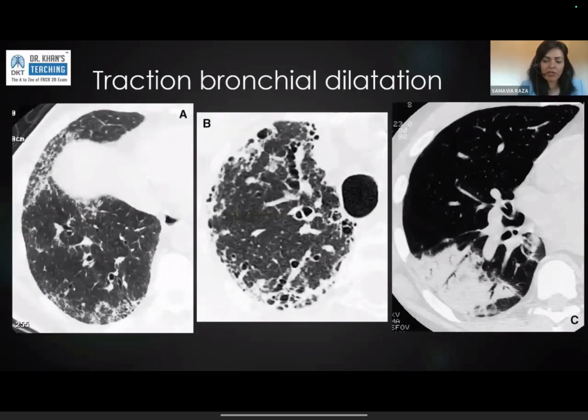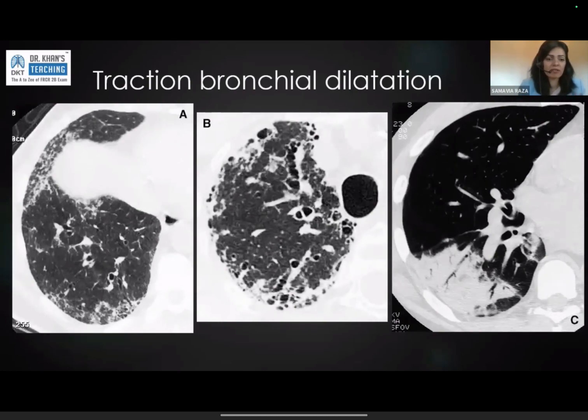Traction bronchial dilatation. By definition, you want to see something around that bronchus pulling it, whether that is reticulation or ground glass. It will be reticulation pulling that bronchus in UIP, patterns of fibrosis. It will be ground glass attenuation around that bronchus and that bronchus getting dilated. So you will then think, is this ground glass fine fibrosis or is this ground glass NSIP?